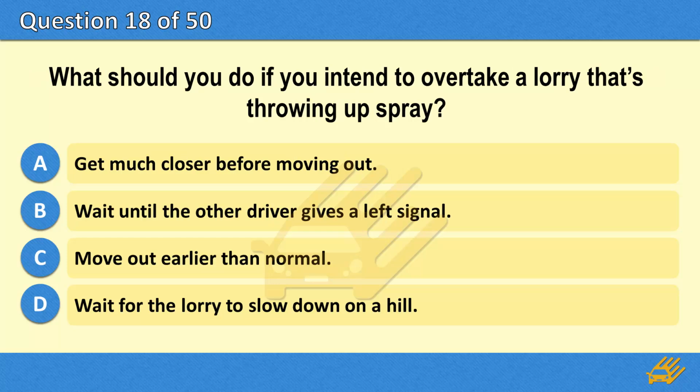What should you do if you intend to overtake a lorry that's throwing up spray? A. Get much closer before moving out. B. Wait until the other driver gives a left signal. C. Move out earlier than normal. D. Wait for the lorry to slow down on a hill.